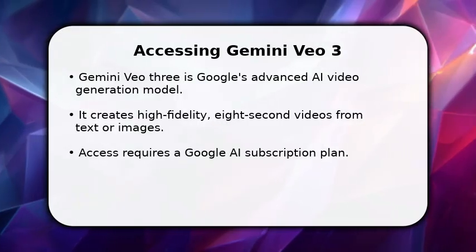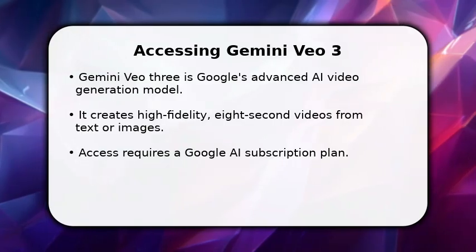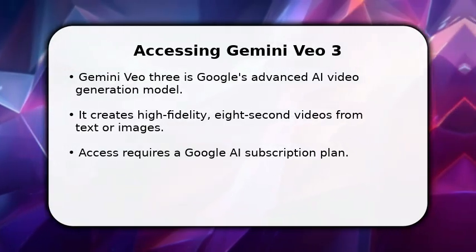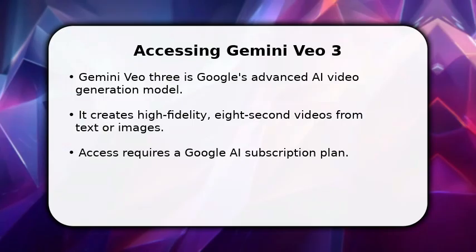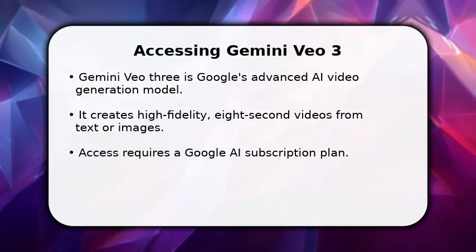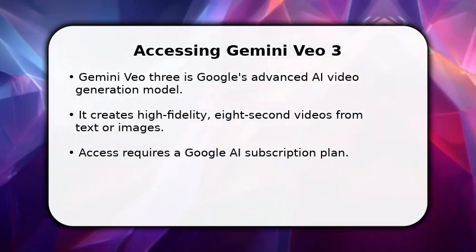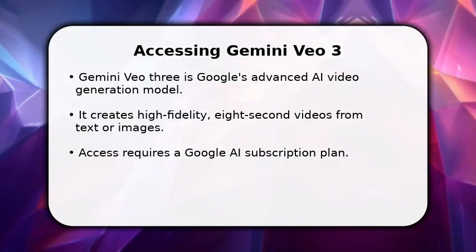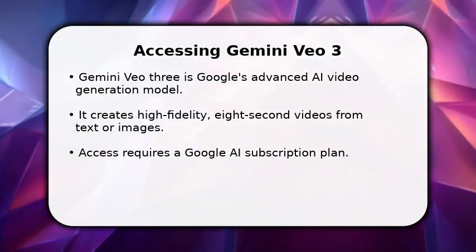In this video, I will explain how to get Gemini Veo 3. This powerful tool allows you to generate stunning, high-quality videos using artificial intelligence. You can create 8-second clips with native audio from simple text prompts or even starting images.